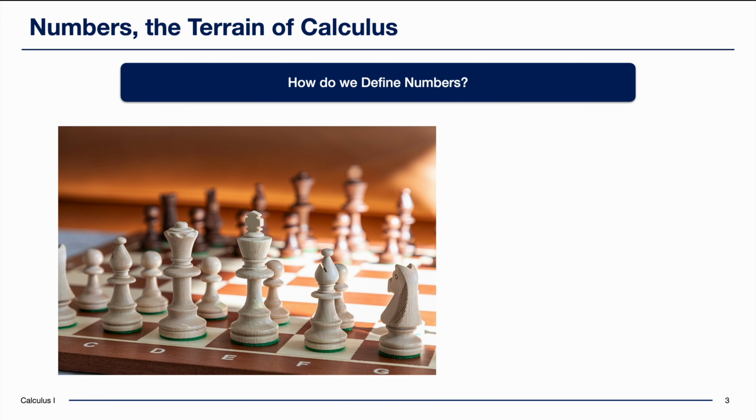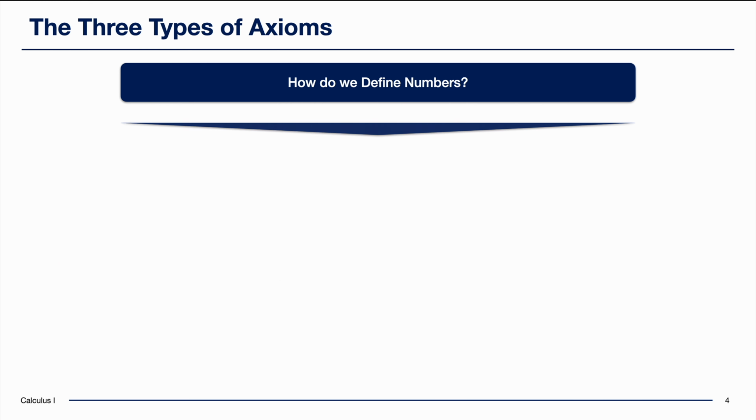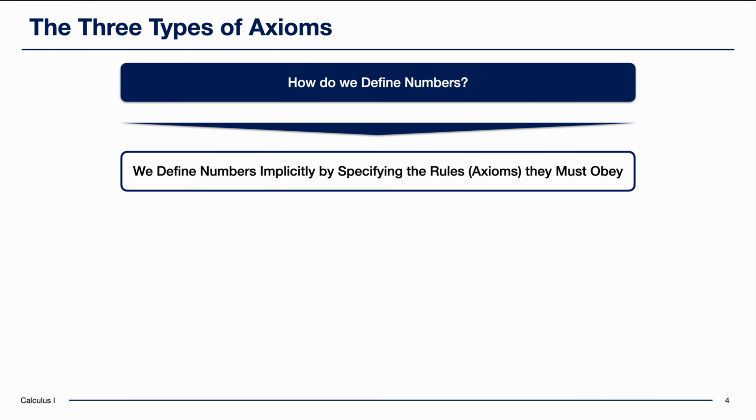More specifically, what is a pawn? Well, in effect, a pawn is defined by the rules that the pawn must follow. For example, a pawn can only move up one space at a time, and when capturing another piece, it can only capture diagonally. In essence, we define numbers the same way we define the pieces of a chess game. We define numbers implicitly by specifying the rules or axioms that they must obey.